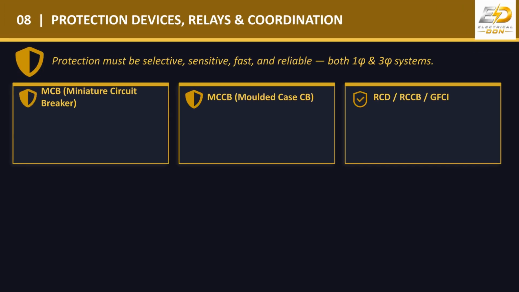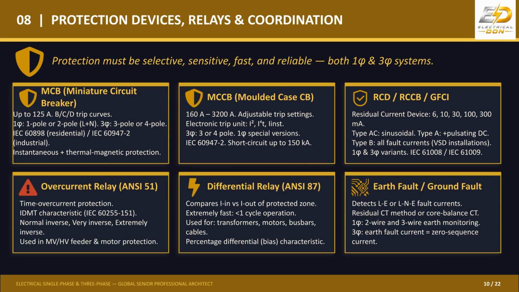Protection devices must be selective, sensitive, fast, and reliable in both single and three-phase systems. Devices include MCBs and MCCBs, RCDs, overcurrent relays, differential relays, and earth fault protection. These are critical for system safety and coordination.